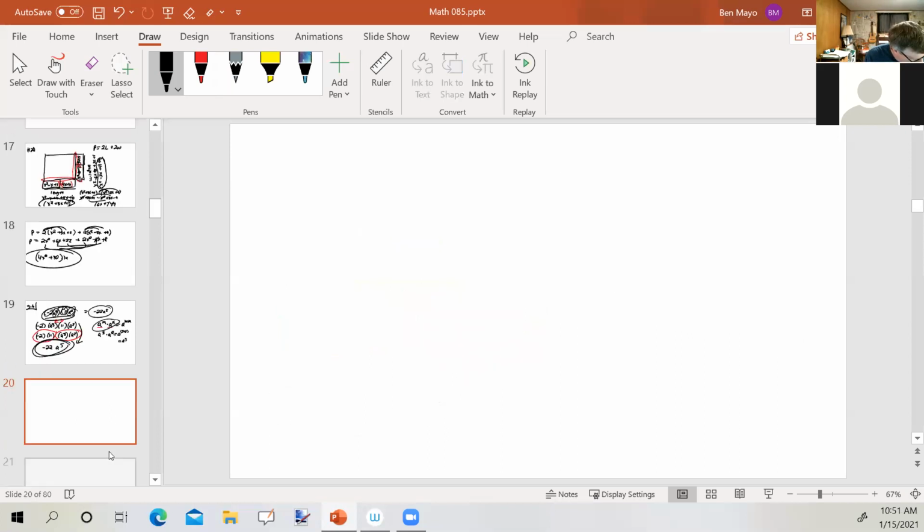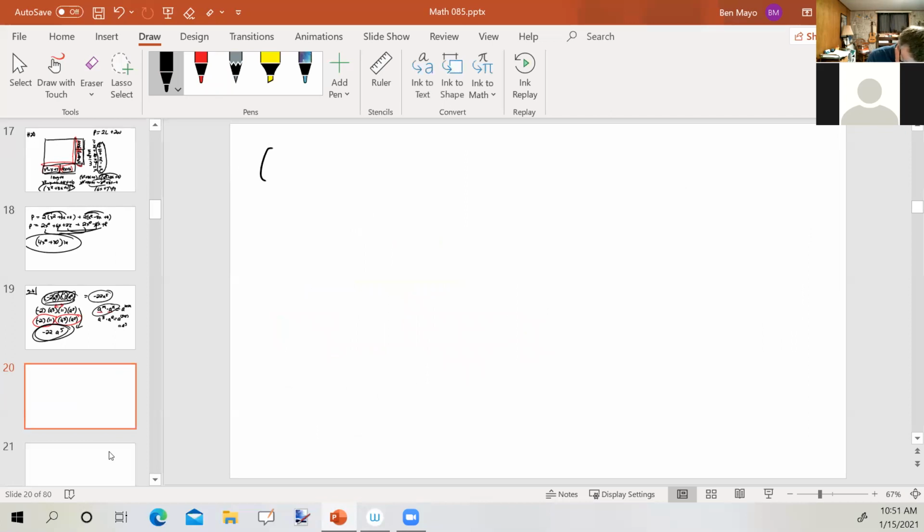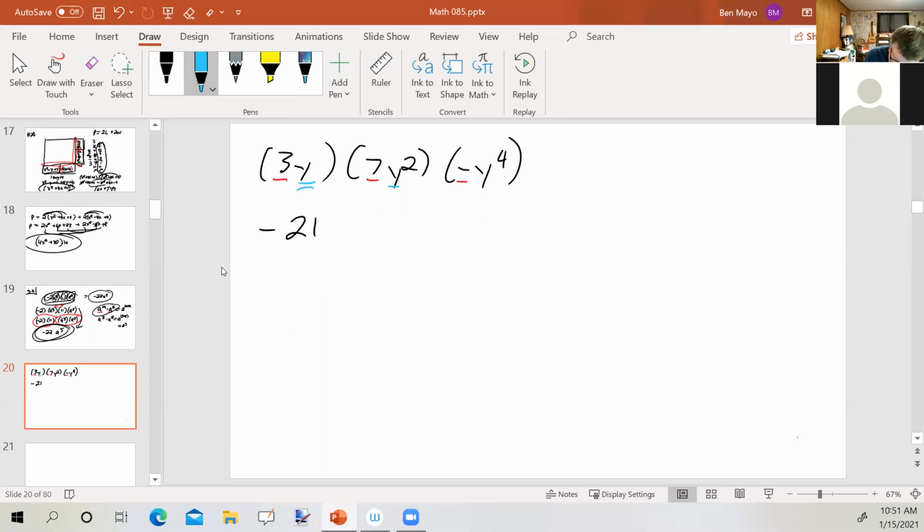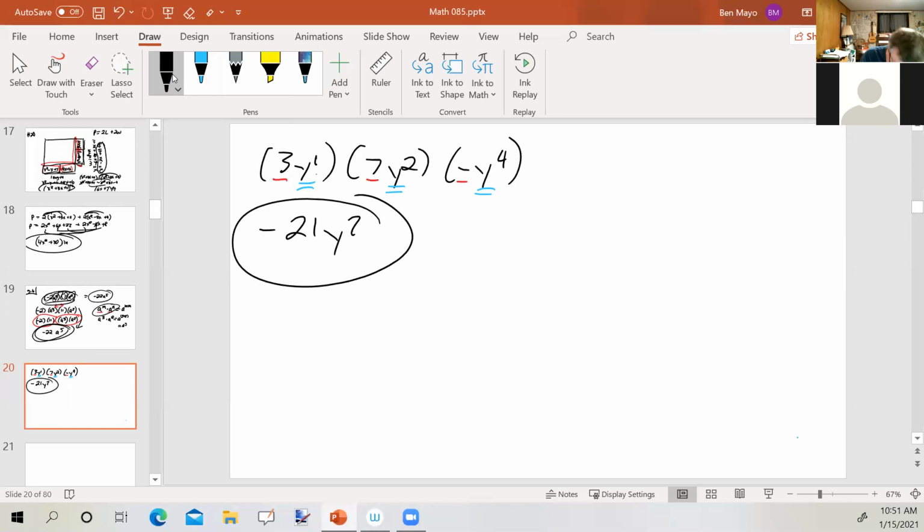Okay, we're going to look at another example of that same kind of idea. 3y times 7y squared times negative y to the fourth. So I've got 3 times 7 times a negative 1, which would be negative 21. Okay. I've got y times y squared times y to the fourth. So that would be y to the, there's an implied 1 on that y, 1 plus 2 is 3 plus 4 is 7. So negative 21 y to the 7th power. Any questions there?